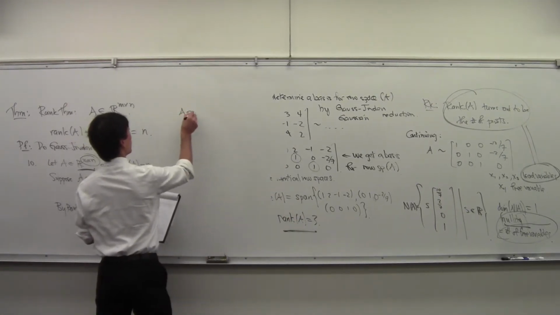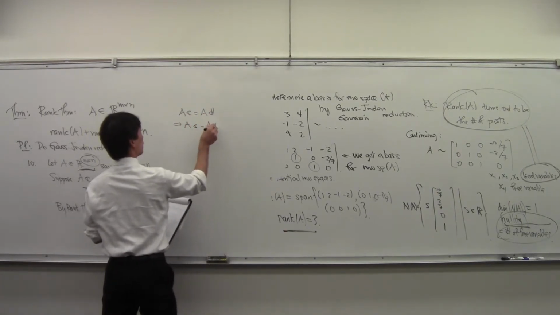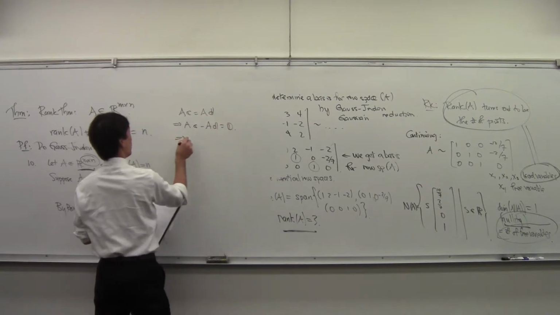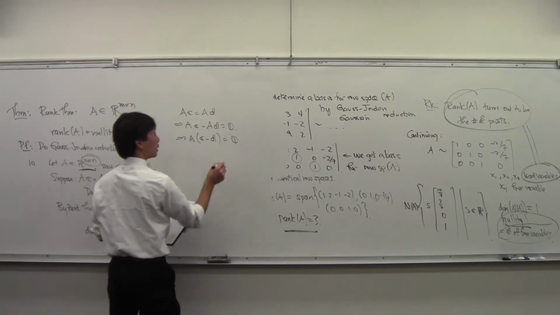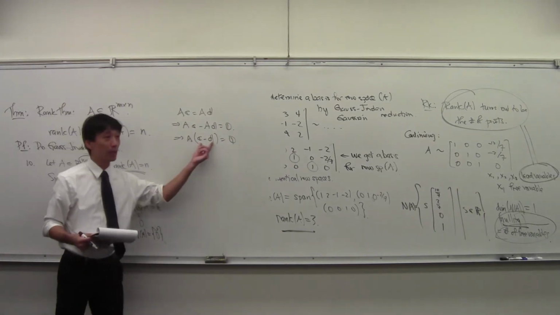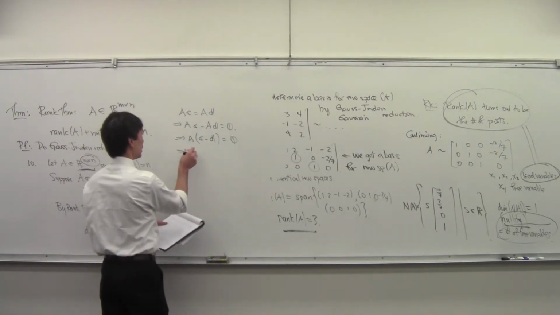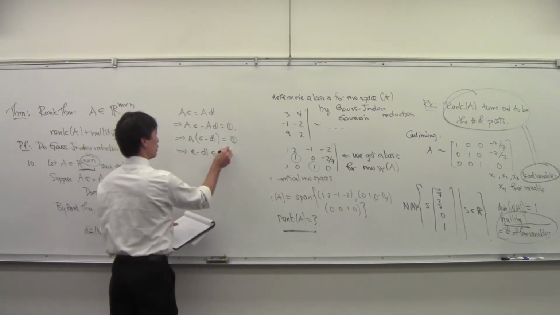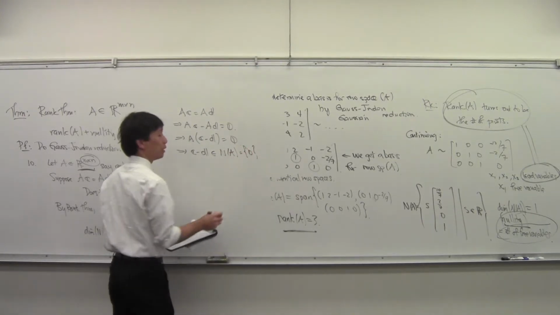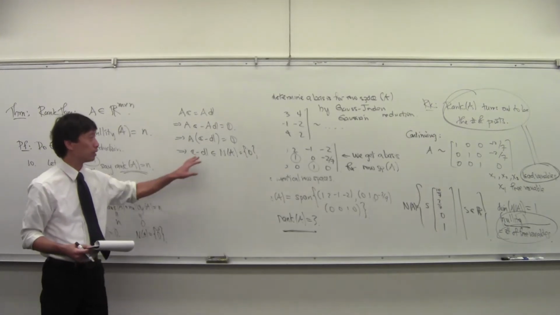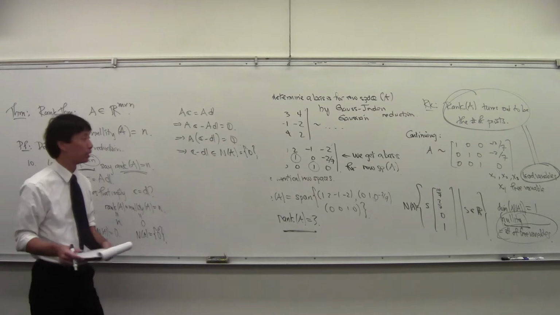Say AC equals AD, but that tells you that AC minus AD equals the 0 vector. Distributing out, A times (C minus D) is equal to the 0 vector, right? In other words, C minus D is in the null space. But the null space consisted only of the 0 vector, so C minus D must be the 0 vector. In other words, C equals D.